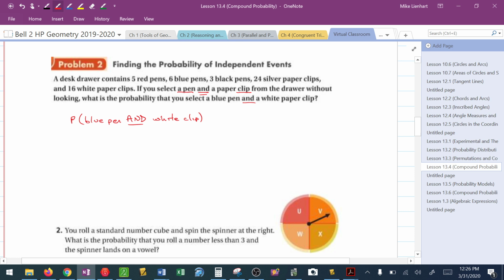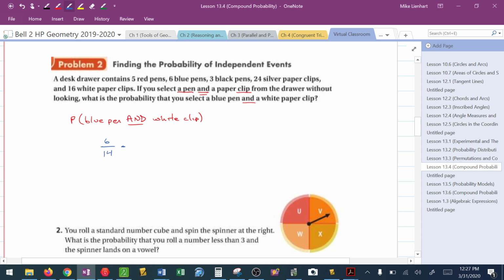Because this is an and, I'm going to take each of the events and figure out their probability. So let's do the blue pen. Success would be 6 over total. Let's see, 5, 6, and 3, so that would be 14.